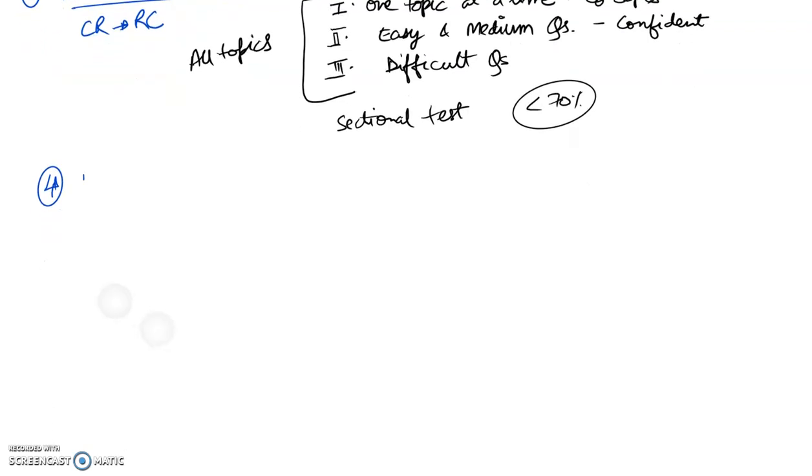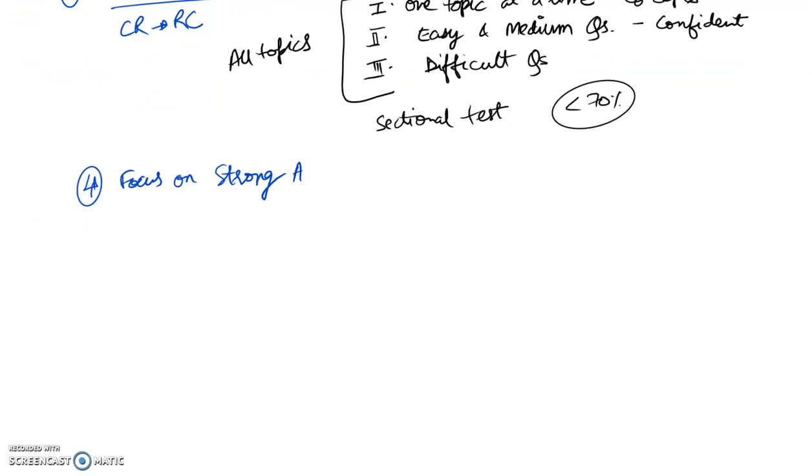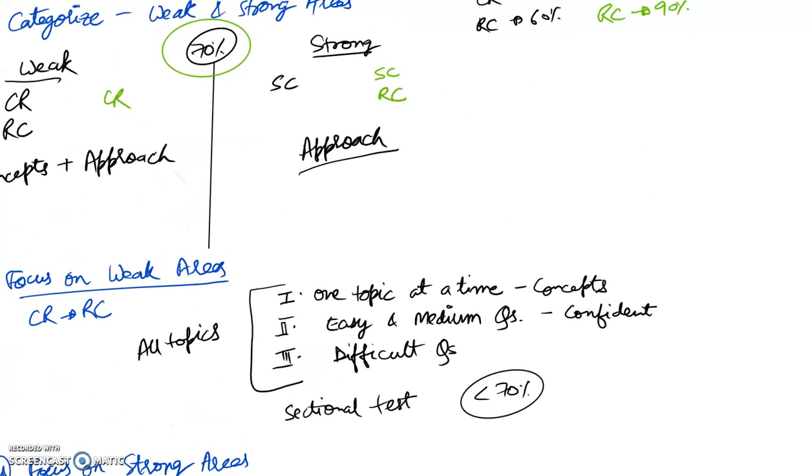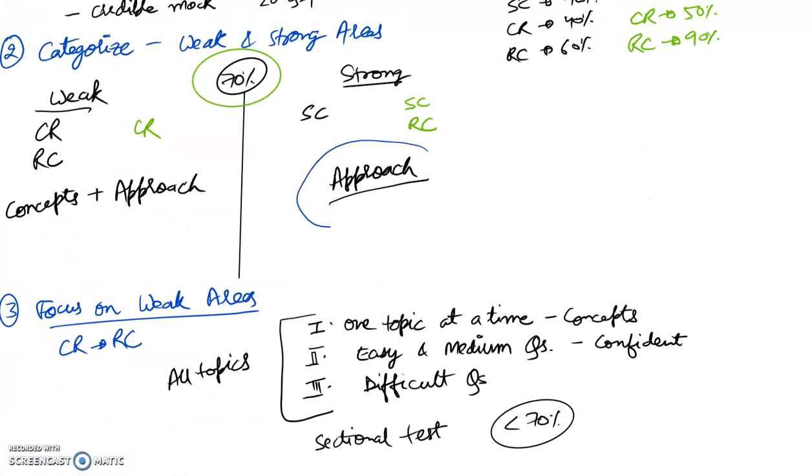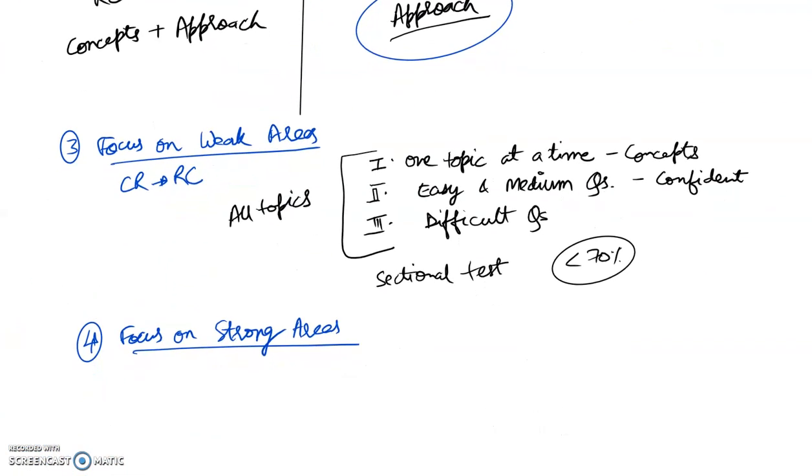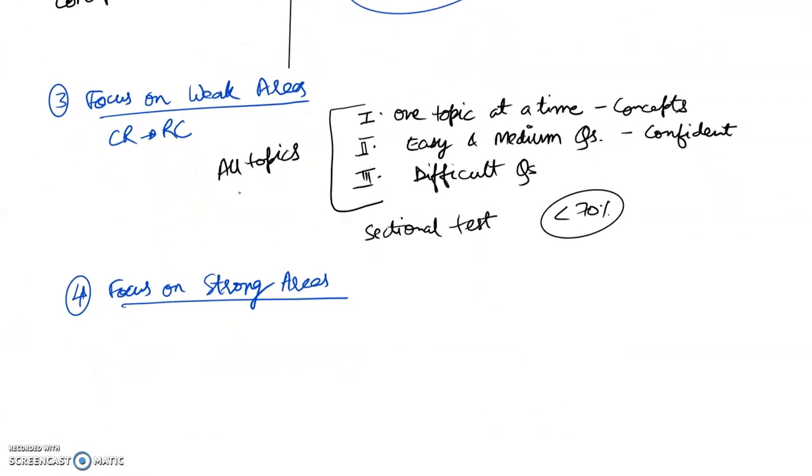Now what is the fourth step? Fourth step is to focus on your strong areas. Okay, now how do you focus on your strong areas? Remember, the core reason why you are weak in strong areas is because you are not following the right approach. So in order to improve there, you need to follow the right approach.